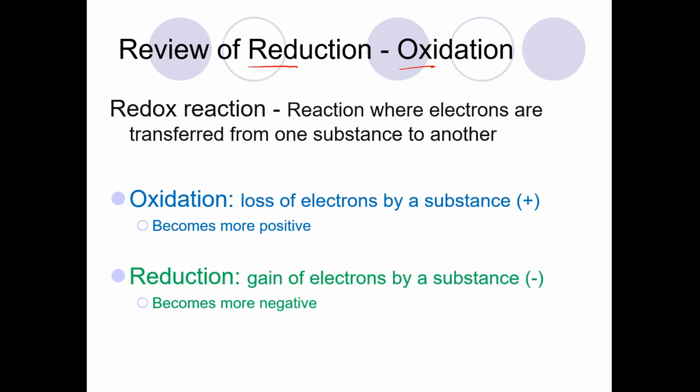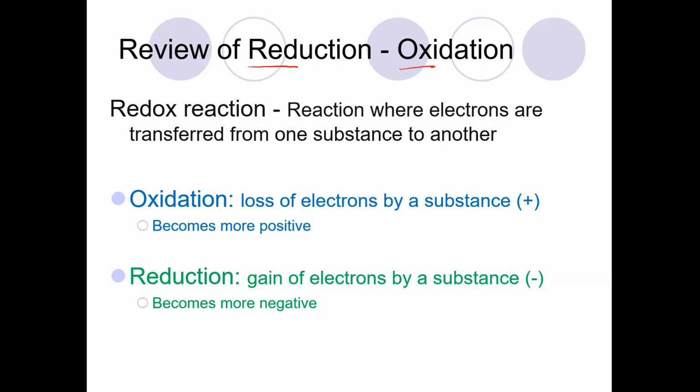So reduction is the name for the process for the thing that is gaining electrons. When something gains electrons, its charge is going to become more negative. So it might go from 0 to -1. That would be evidence of reduction. It could go from -2 to -3, also evidence of a reduction.